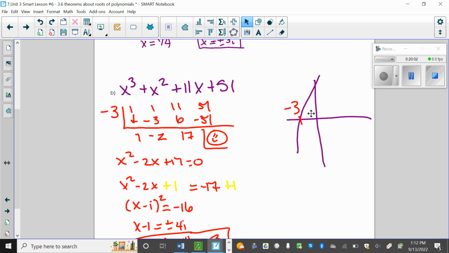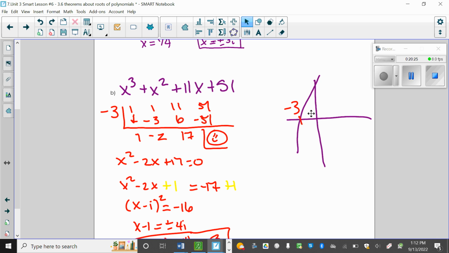So this one was not factorable. So when I graphed, I was able to see that -3 was a 0 of this polynomial, meaning x plus 3 is a factor. So I used synthetic division to divide by x plus 3, and I'm left with the quadratic x squared minus 2x plus 17.